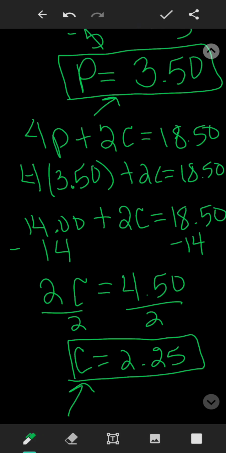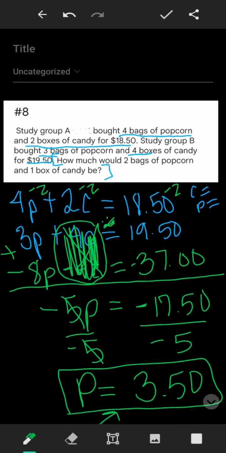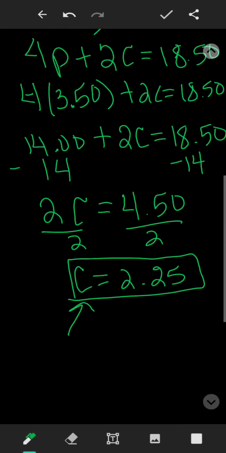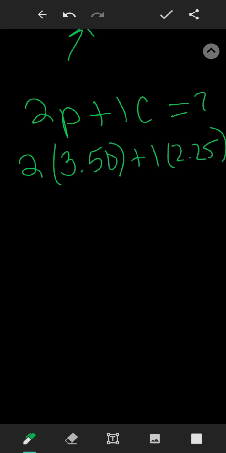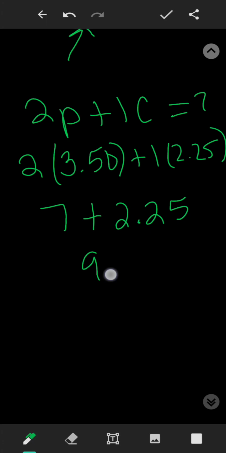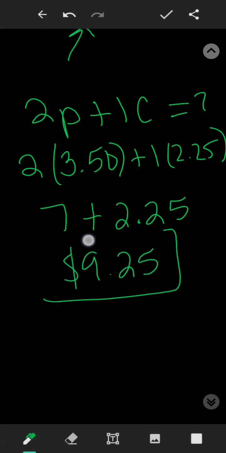Let us figure out, remember, let me go back to the top. Remember, they asked us to determine what 2 bags of popcorn and 1 box of candy will be. Okay, so let's remember that. 2 bags of popcorn plus 1 box of candy. How much is that going to equal? Well, 2 bags of popcorn would be 2 times 350 plus 1 box of candy, which is 225. And then we have 2 times 350 plus 225, which is going to give me $9.25. Woo! That one took a little work, but we got it.